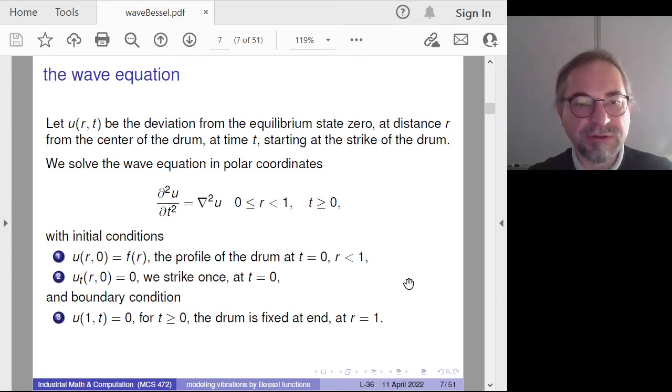There is a boundary condition, so at the edges of the drum there is nothing moving. So at r equals 1, at all times the drum is fixed there. At this point I should mention that we have only 3 conditions. With the wave equation earlier, we had 2 initial conditions and 2 boundary conditions. It appears that 1 condition is missing, but as we reformulate this problem, it will become clear how we can fill in the fourth condition. So don't worry, it will all turn out well.